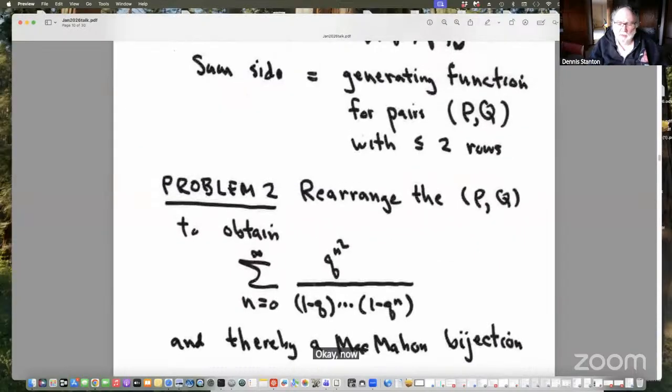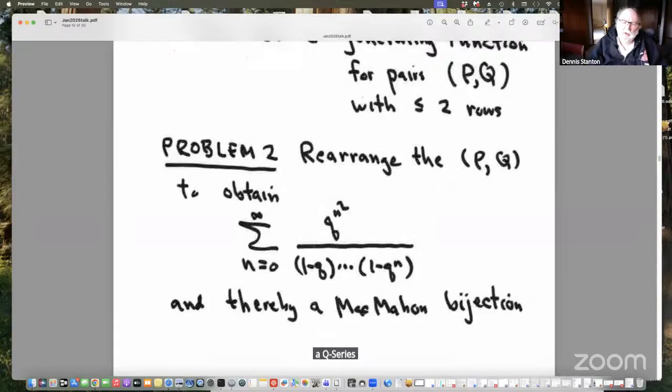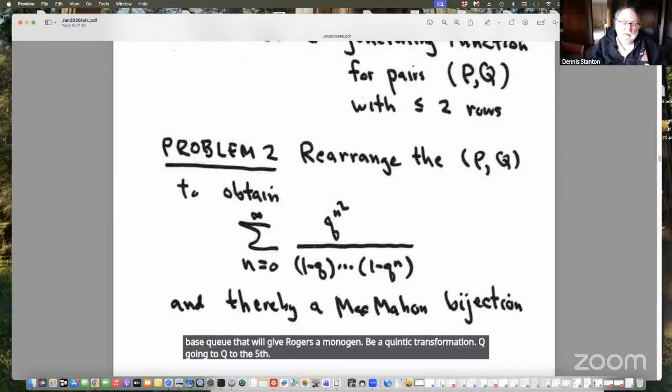And now we come to problem number 3, which is also on Rogers-Ramanujan. And one thing that I had wondered about for a long time was, is there a quintic transformation, something that changes a q-series on q to the 5th into a q-series on base q that will give Rogers-Ramanujan? Be a quintic transformation, q going to q to the 5th. And yes, I did find such a thing.